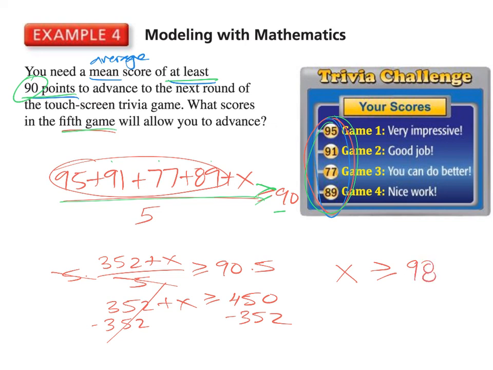So in the fifth game, you have to score at least 98 points so that the average is at least 90. There you go. That answers the question. Begin your assignment at the bottom of the webpage. Ask questions if you have any.